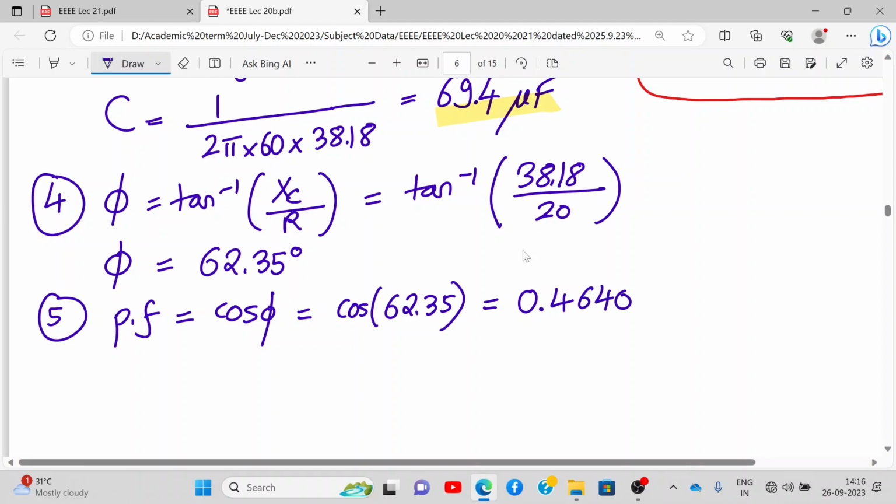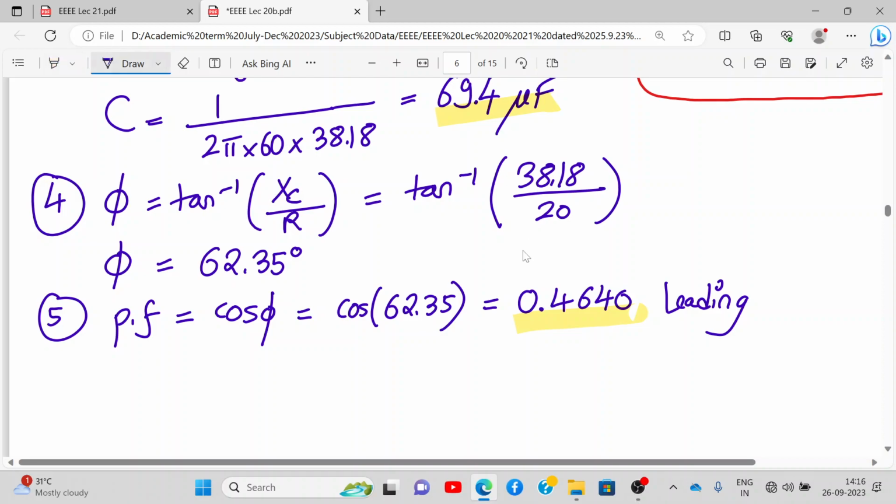0.440. Is it leading or lagging? It's leading, right? It's a capacitor. Leading, right? Are you getting these answers? 0.4640. If you are getting anything different, let me know.